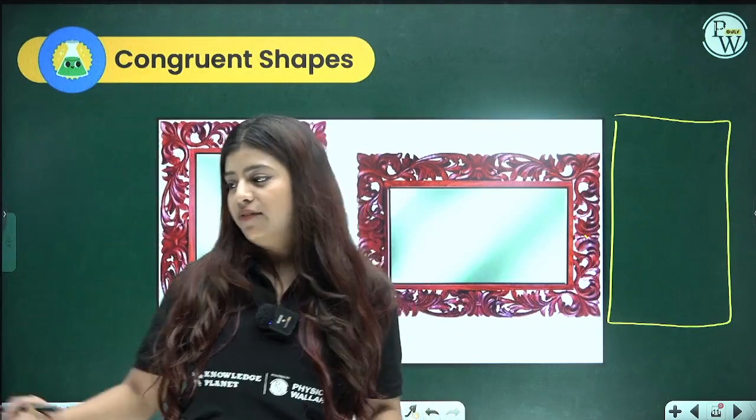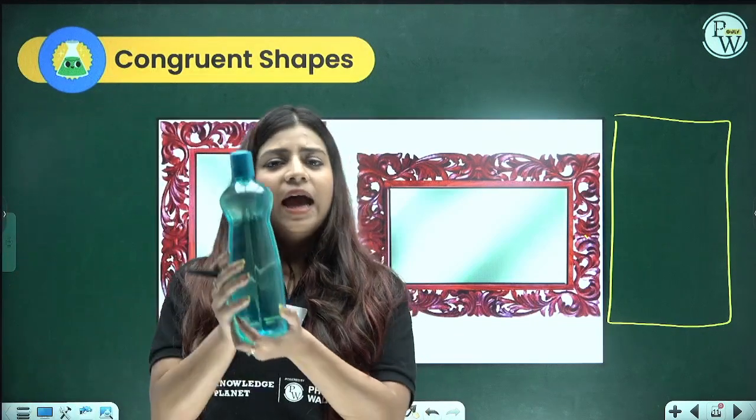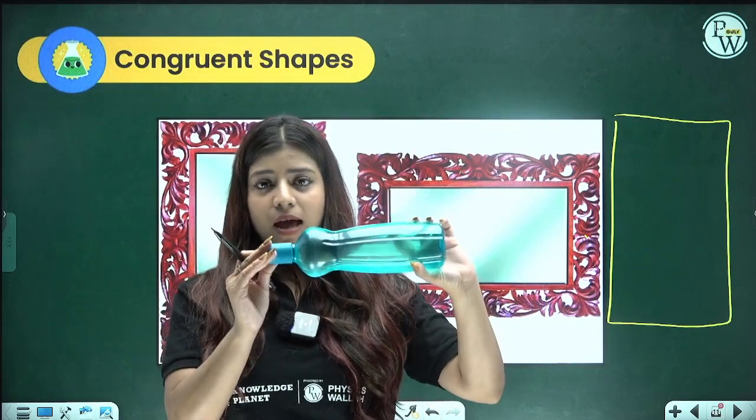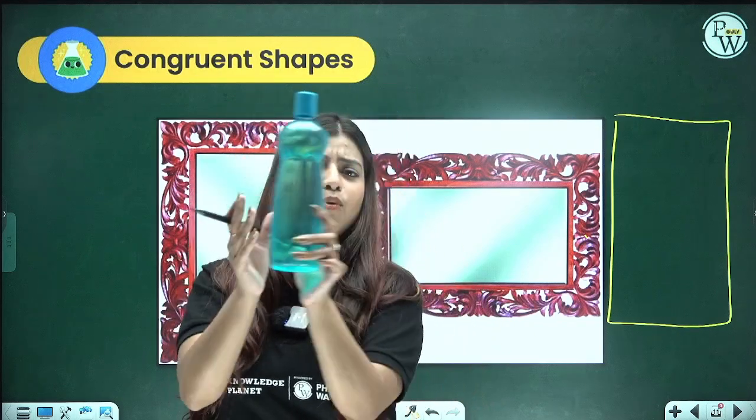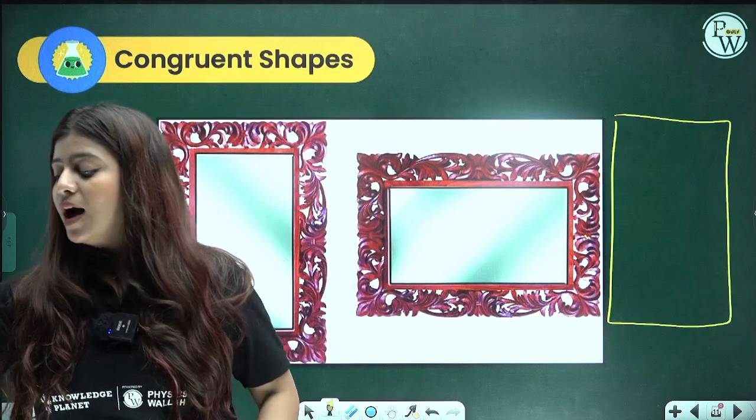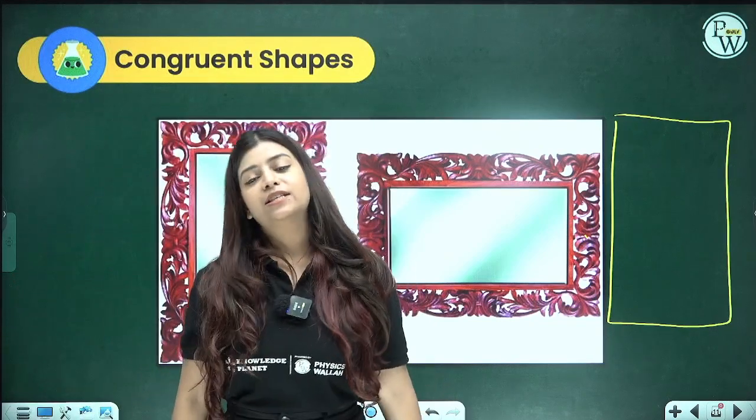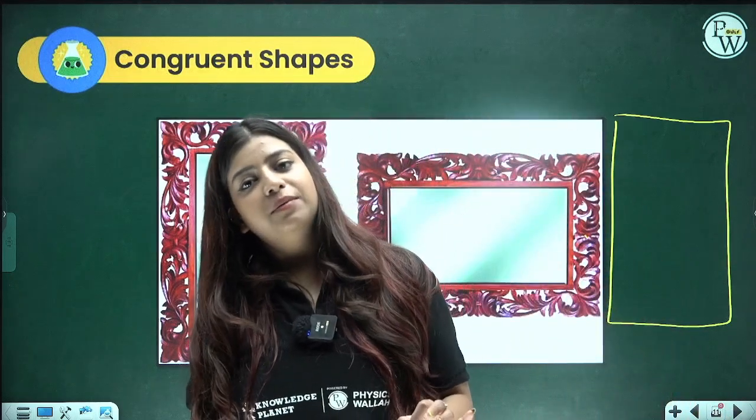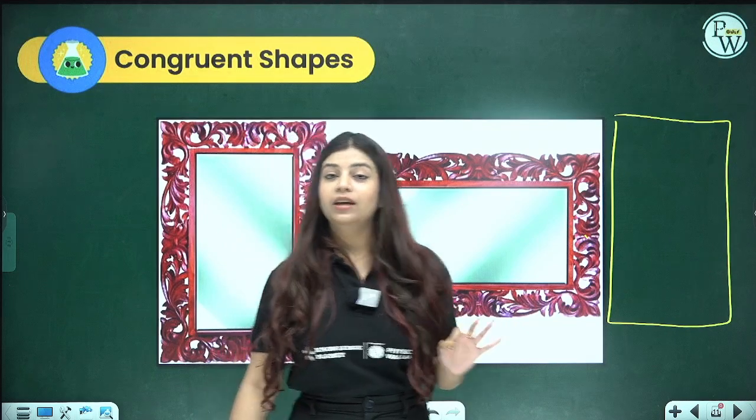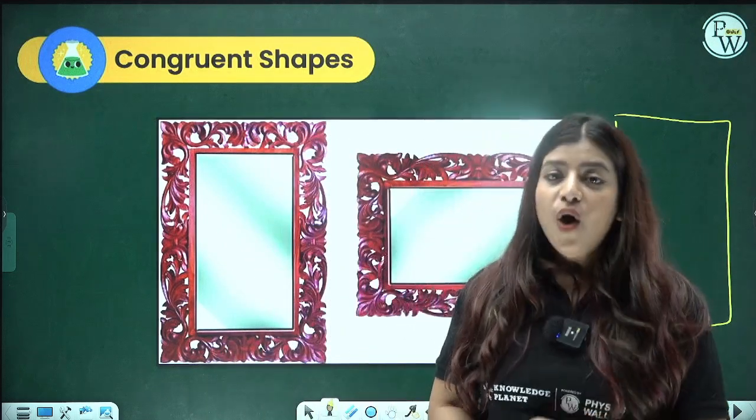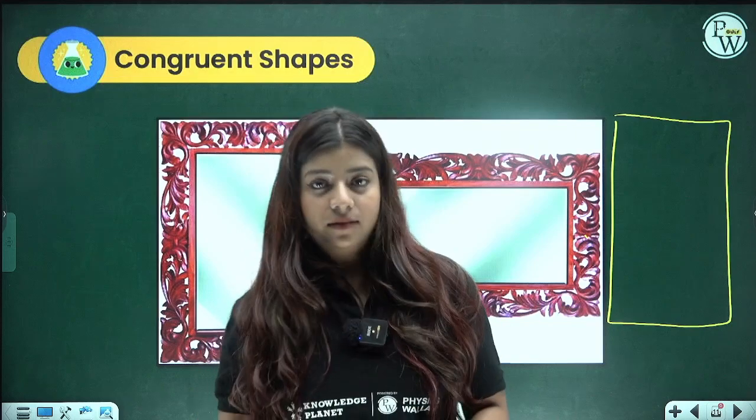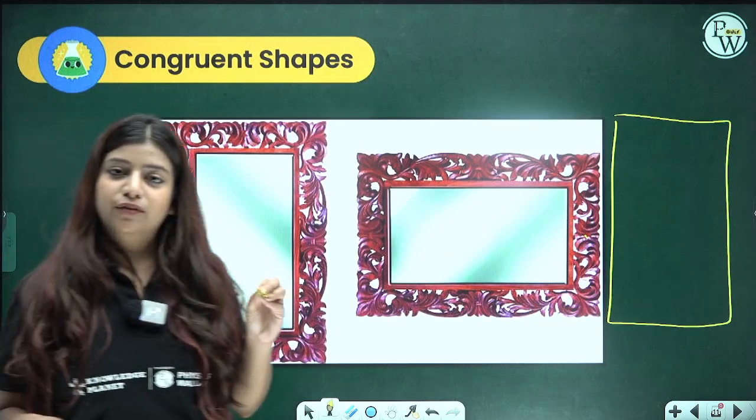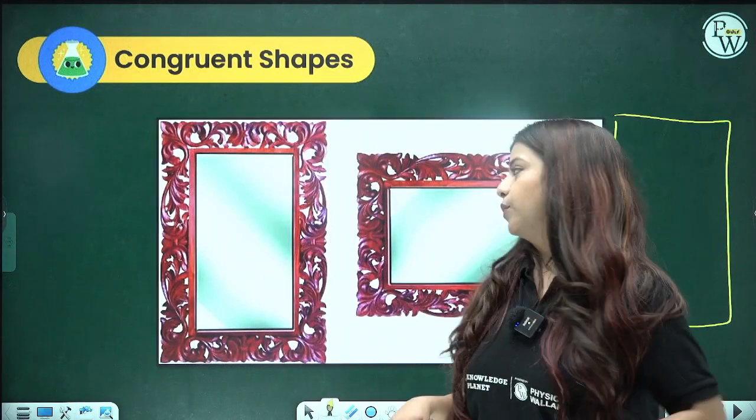So basically, if I have this bottle, and I have another bottle like this, one is like this, the other is like this, I can flip this bottle like this so that both of them become congruent. So alignment is not the problem in the case of congruency. We can change the alignment of particular figures and then we can say they are congruent.